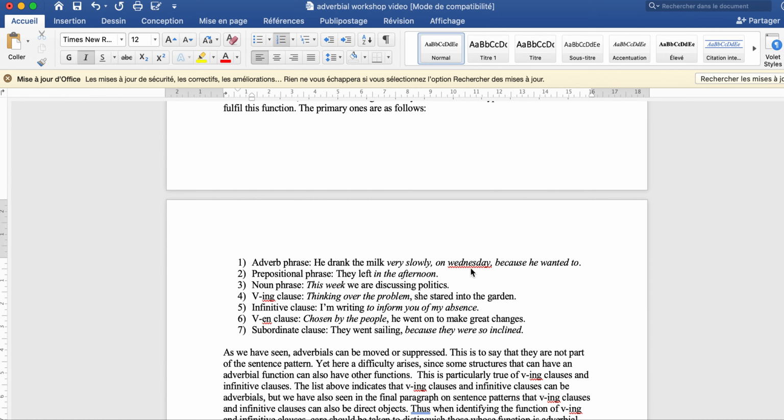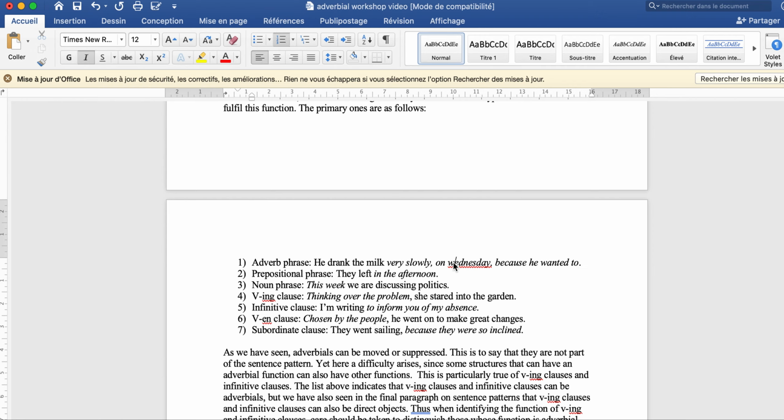In a sense we sort of ignore them because they are this sort of extra part of the sentence. But it's perhaps too much of a hierarchical way to look at things, and because of that, if you ignore them, they might sort of destabilize you. They might be the element that doesn't make you feel at home, or that prevents you from really understanding a sentence or writing it as well as you could have. So let's stick with this example. He drank the milk very slowly on Wednesday because he wanted to.